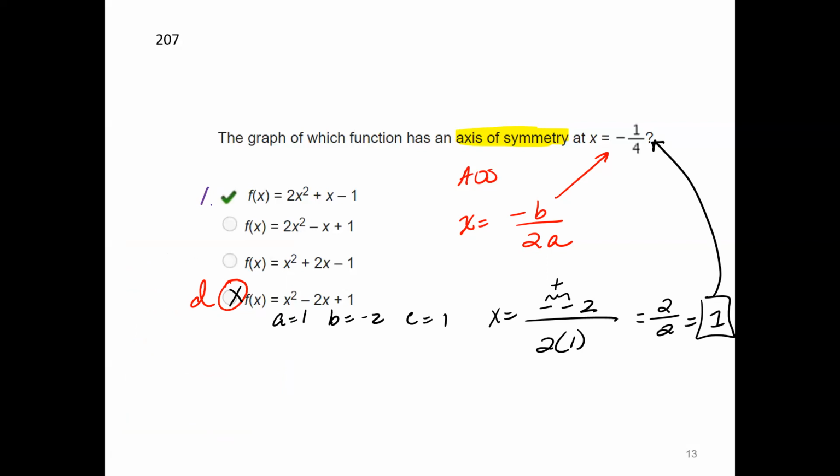Now, I know my answer here is A as an apple. That should be the correct answer. So let's check to make sure. A equals 2, B equals 1, C equals -1. I want you guys to plug that into this equation, -B over 2A. And if you look at it, -B over 2A, 2 times 2 is a 4. Is that the same thing as the question? Yep, it is. And that's why your answer is A as an apple.